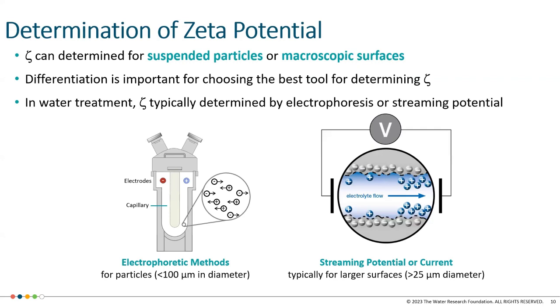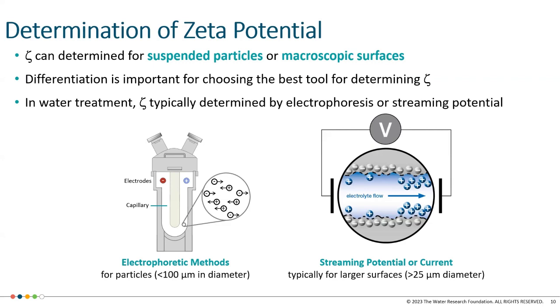And so here we have a nice electrophoretic cell where we've got electrodes and a capillary, and as you can see in the image, more negatively charged particles move towards the cathode, and the more positively charged particles move towards the negatively charged anode. And so electrophoretic methods are typically used for particles less than 100 microns in size. And even more typically, they're used for particles, say, less than 10 microns in size.